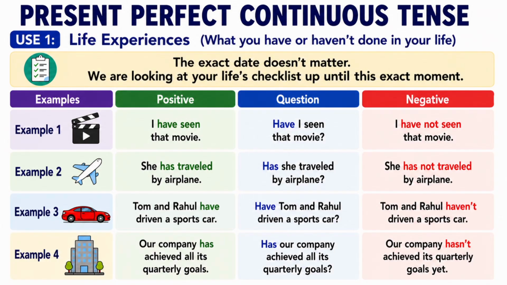Example 3. Positive, Tom and Rahul have driven a sports car. Question, have Tom and Rahul driven a sports car? Negative, Tom and Rahul haven't driven a sports car. Example 4. Positive, our company has achieved all its quarterly goals. Question, has our company achieved all its quarterly goals? Negative, our company hasn't achieved its quarterly goals yet.